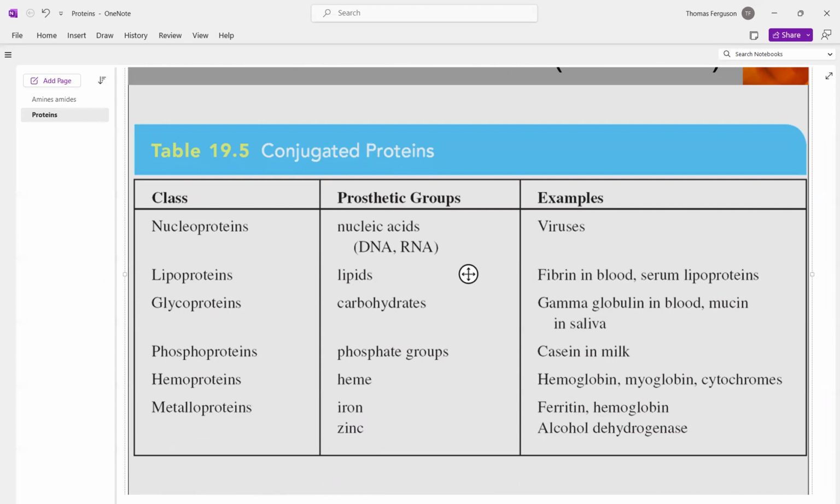Phosphoproteins, lots of phosphate groups in there. Hemoproteins, these are all iron-based. And then metalloproteins, where they hook up with some kind of a heavy metal. Now, the other thing is you can have a lipoglycoprotein as well. So if these, for example, hook up together, there are all those combinations as well. That's why there's so many protein combinations out there.